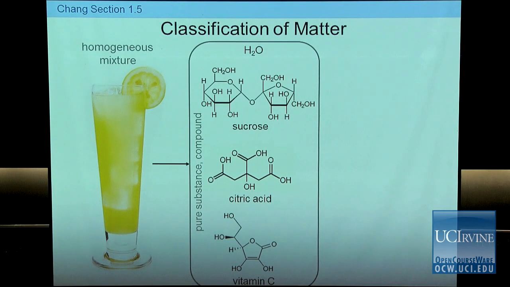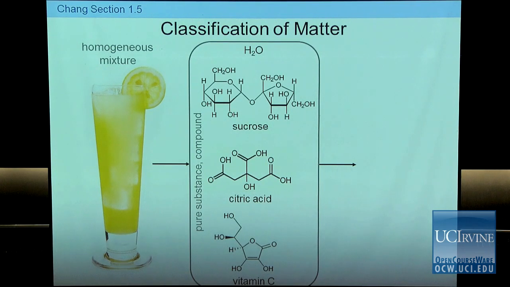So on a molecular level, they form a homogeneous solution. Okay? Nowhere in this glass do I have one chunk here that is sugar, one chunk here that is citric acid, and one chunk here that is water. They all come together, they're mixed on a molecular level, and thus this is a homogeneous mixture of compounds. These are compounds. Okay, so these compounds turn out to be pure substances in and of themselves.